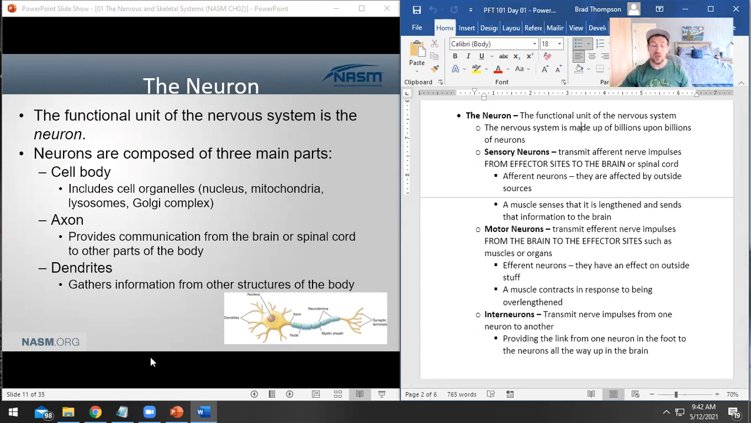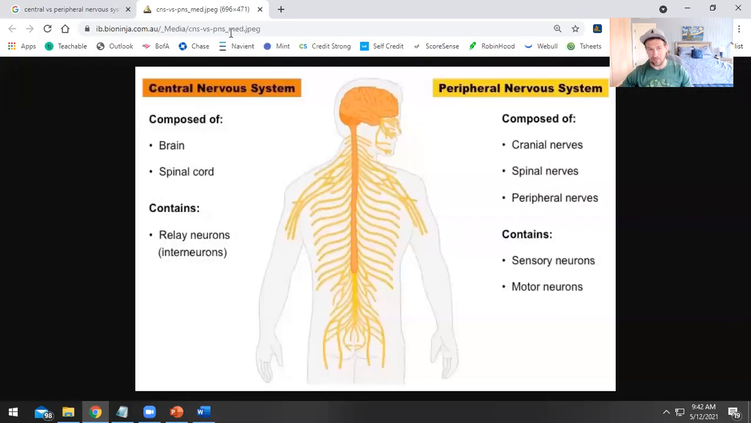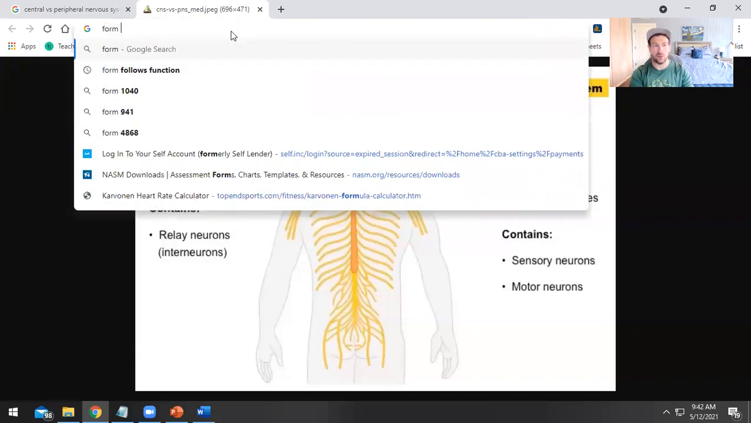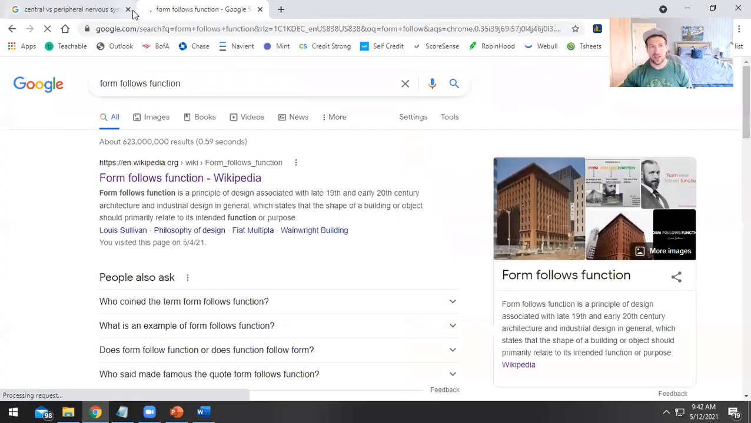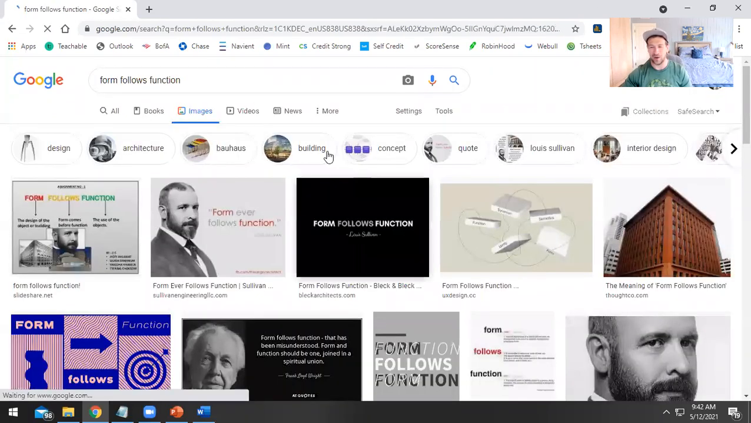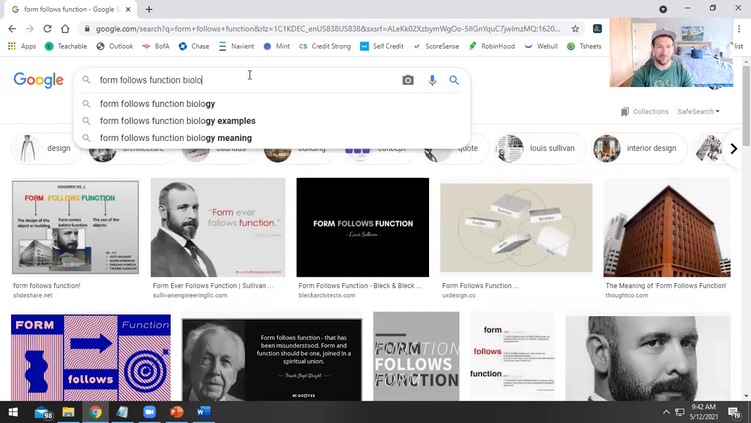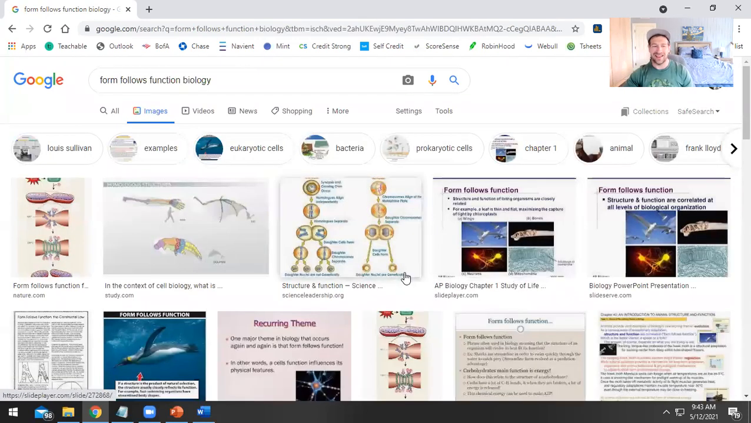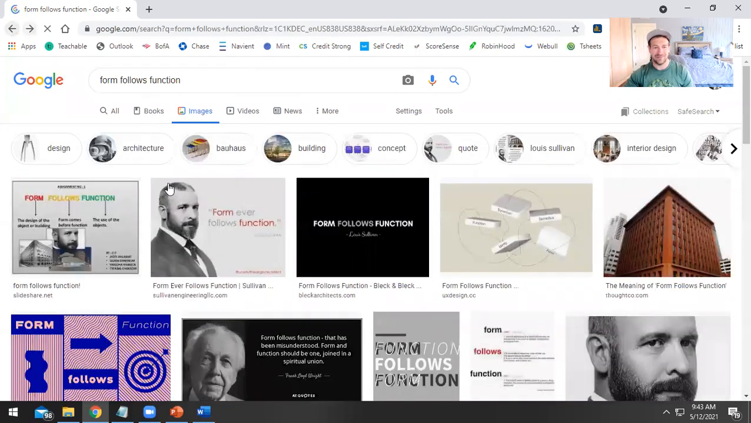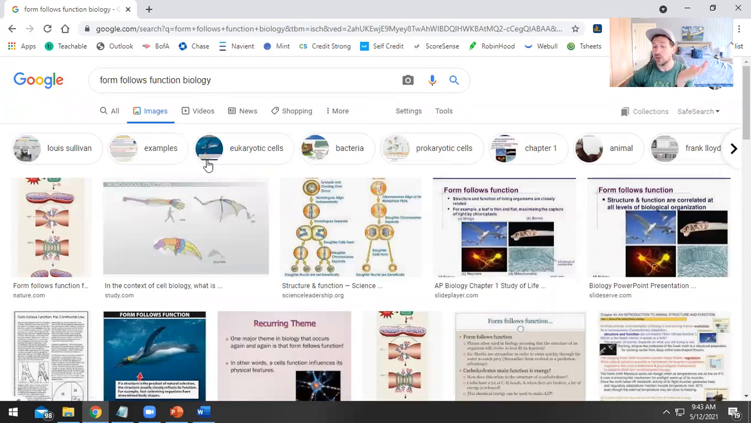But one thing you're going to hear me say all the time is form follows function. This is probably my favorite phrase ever. And a lot of times it's been kind of co-opted. I think the guy that first said it was an architect. But it applies to the world of biology really, really well. When you think about the idea that form follows function, right?